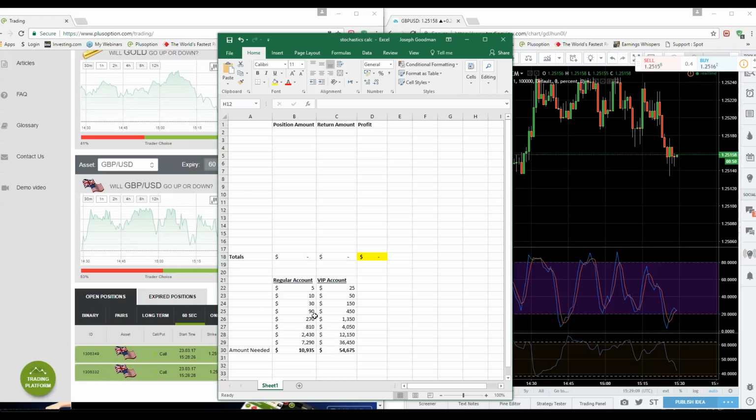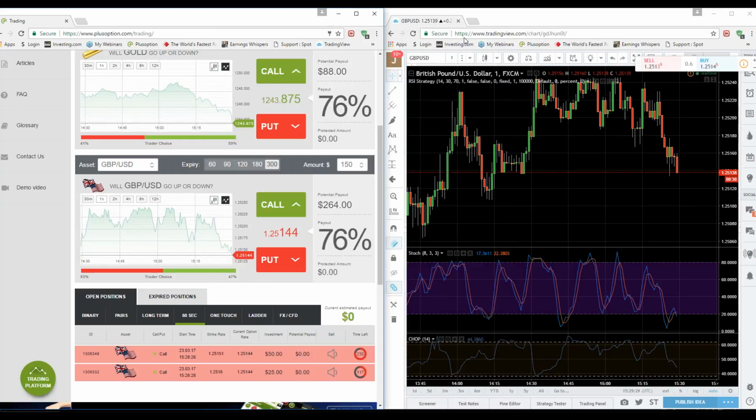Say the price did go against us for a long period of time, which can be more than a half hour, and these are only 5-minute trades each. This is really how much you want to make sure that you have in your account. A regular account would be $10,935, and a VIP account would be $54,675, because these are the values in which the trades increase. Okay, so we can see we have a very strong downward momentum right now.